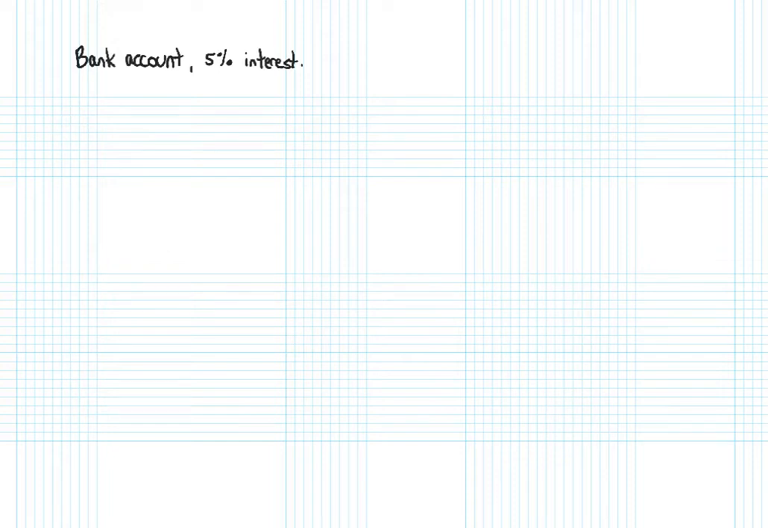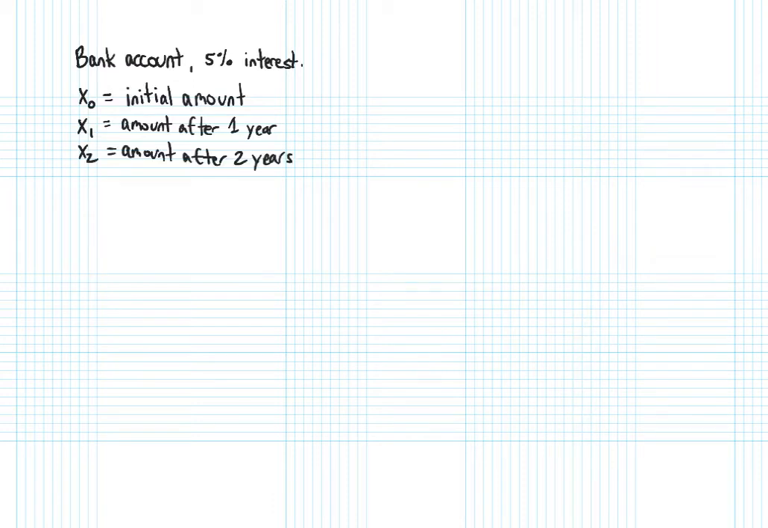Let's say you have some money in a bank account that earns 5% interest. Let's let x naught be the initial amount of money in the account. X1 is the amount after 1 year. X2 is the amount after 2 years, and so on.